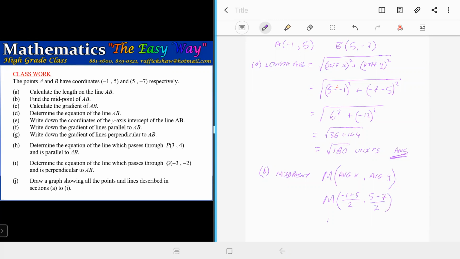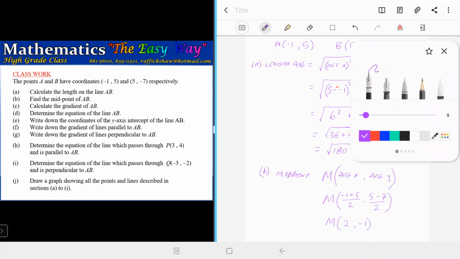This is really 4, as 5 minus 1 is 4. 4 divided by 2 is 2. So that becomes 2. And this is really negative 2, because 5 minus 7 is negative 2. Negative 2 divided by 2 is negative 1.